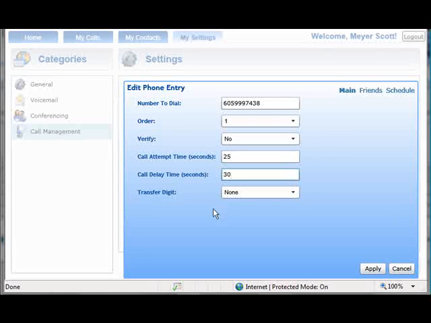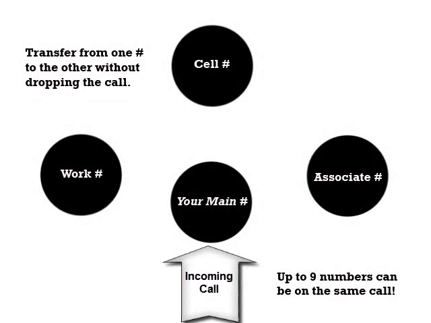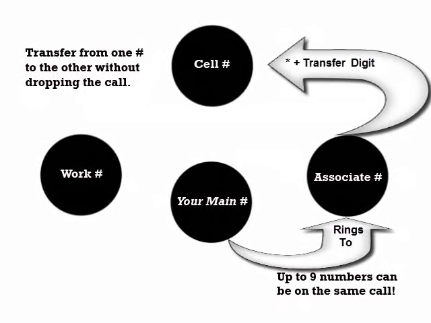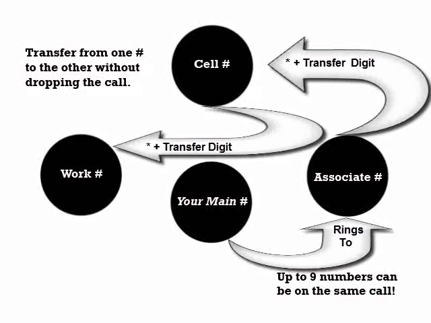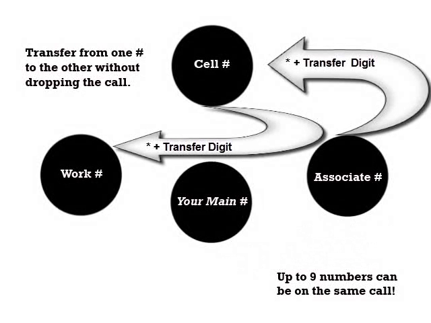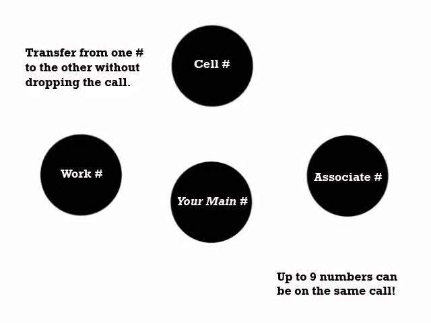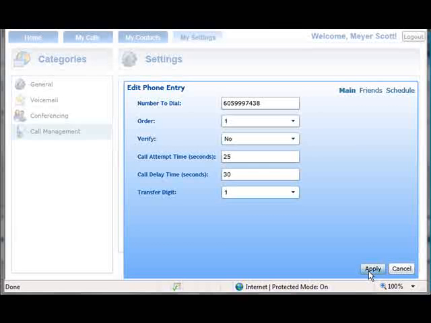With the transfer digit setting, you can choose a single digit that can be used to transfer an answered single number call from one configured phone number to another. Pressing the star key followed by the transfer digit results in transfer of the call to the corresponding phone in the phone list. If you transfer to another number with this feature, it also allows you to stay on the call as well as adding other configured numbers to the call by pressing the star key and their corresponding transfer digit number. Click Apply to finish adding the number to the single number searching plan.